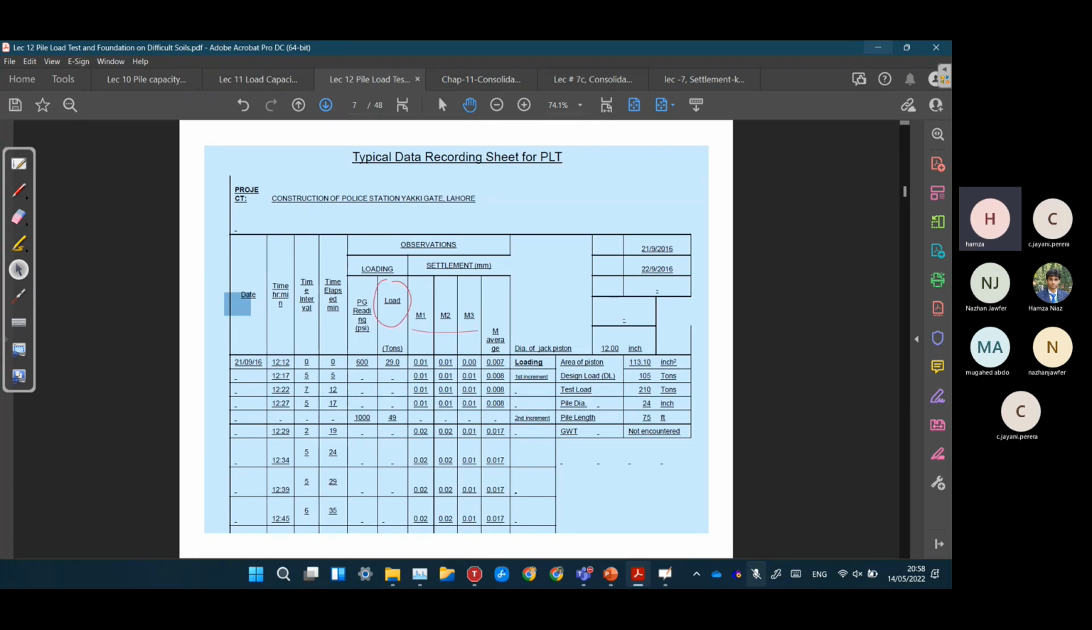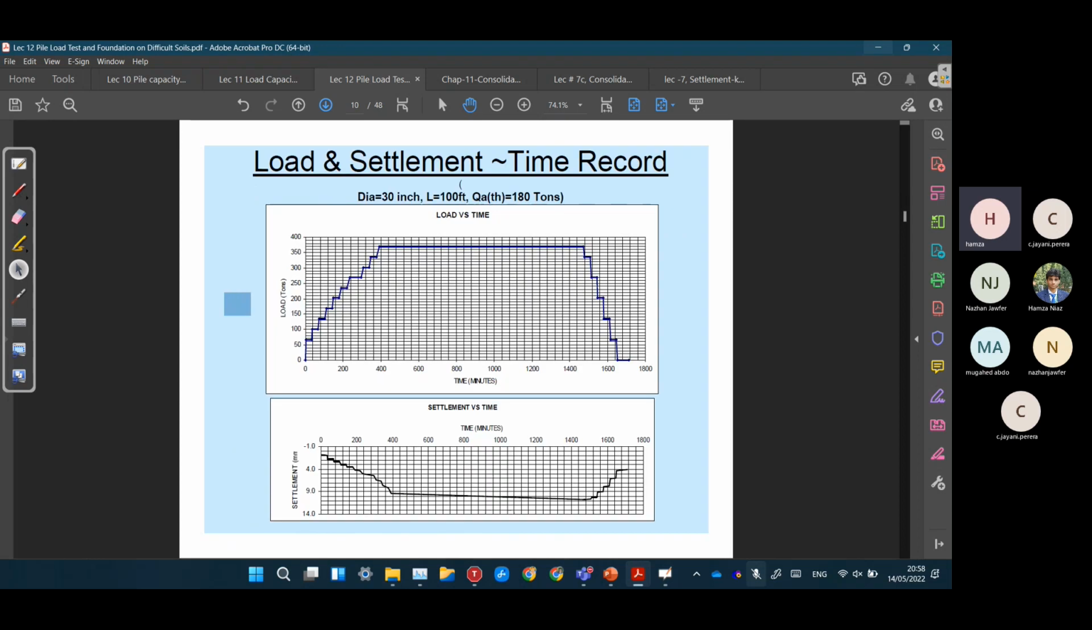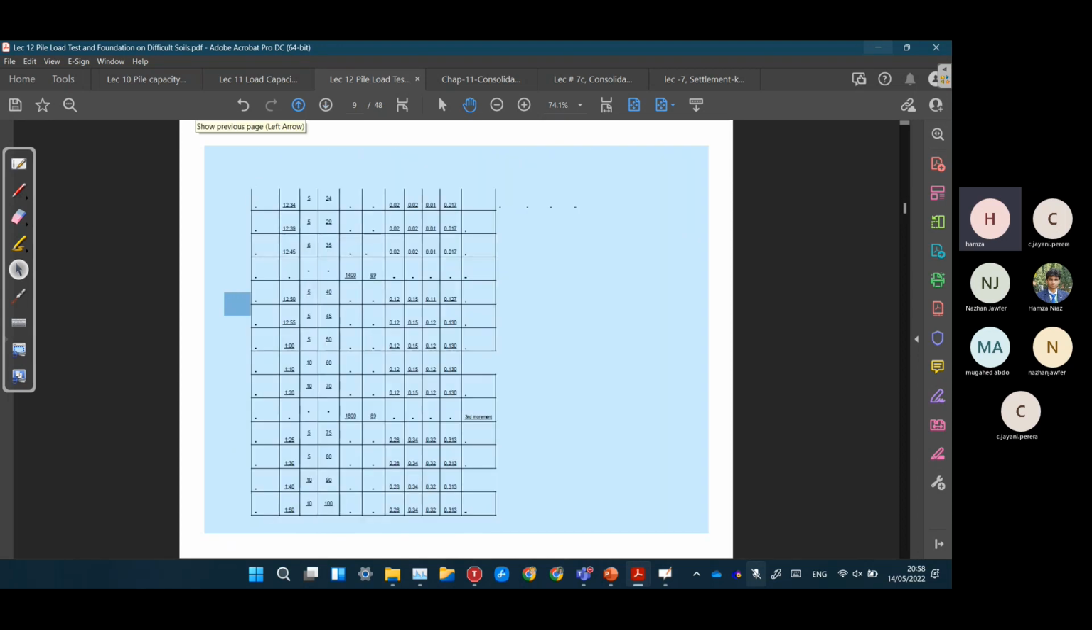We have 3 dial gauges. We note these values and take their average. When the settlement becomes constant, we assume that all the settlement has occurred. So we'll apply the second load and do this again and again until the whole load, 2 times the design load, is applied, and then we'll unload the pile again.